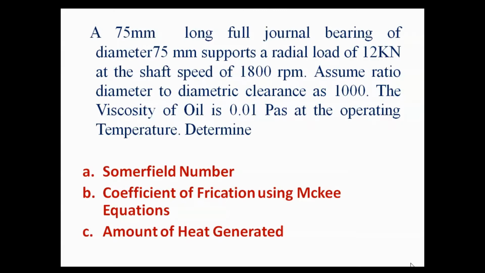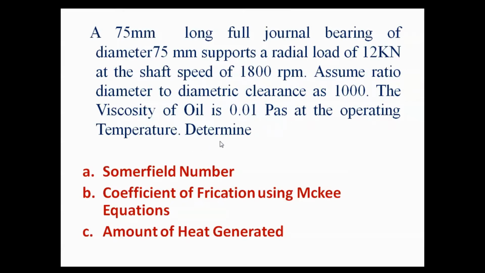In this problem, they have given, I'll read out the first problem. A 75 mm long full journal bearing of diameter 75 mm supports a radial load of 12 kilonewton and the shaft speed is 1800 rpm. Assume a ratio of diameter to diametric clearance as 1000. The viscosity of the oil is given as 0.01 pascal second at the operating temperature.